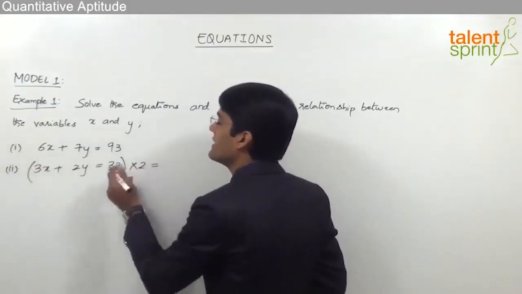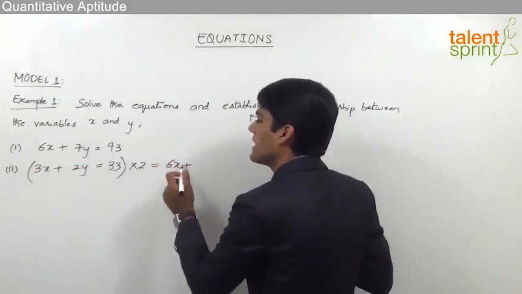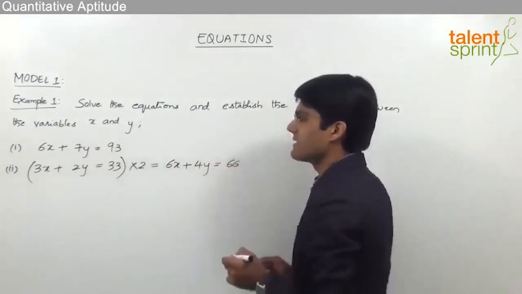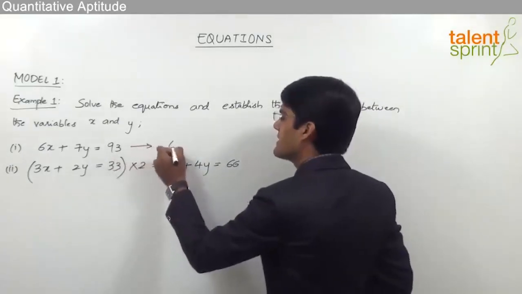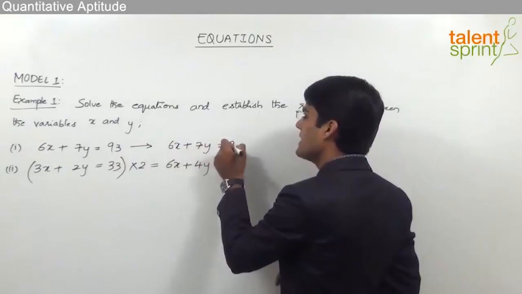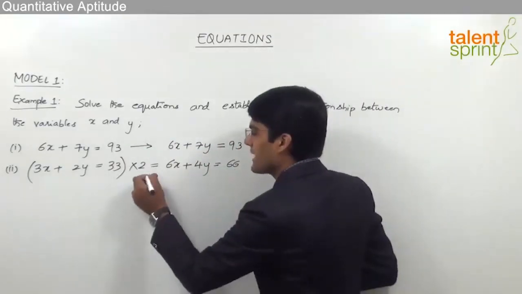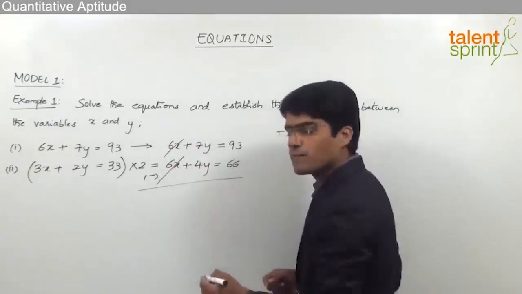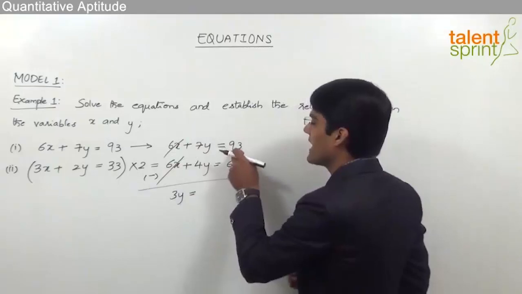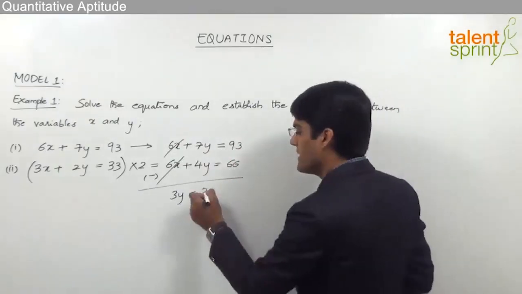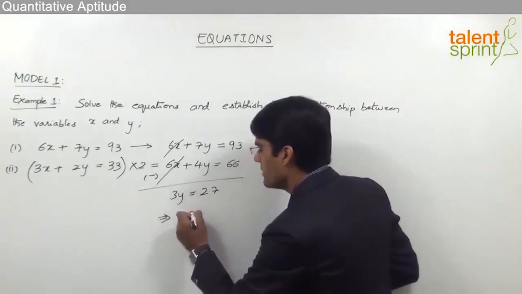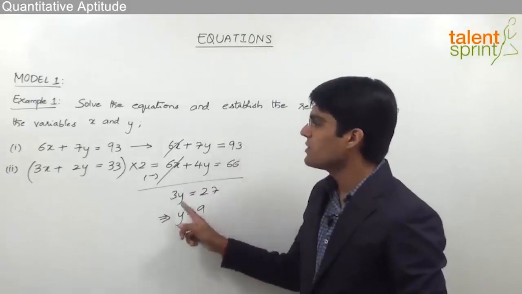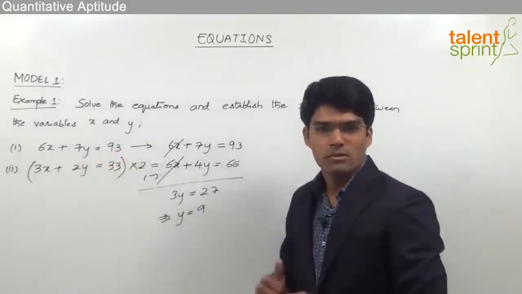So this becomes 3x into 2, 6x plus 2y into 2, 4y equals to 33 into 2, 66. And the first equation as it is here is 6x plus 7y equals to 93. Now by subtracting the second equation from the first one, we get 6x minus 6x is cancelled, 7y minus 4y is equal to 3y, and 93 minus 66 would be 27. So very clearly y here will be equal to 27 by 3, that is 9. And once we get the value of y, we can substitute it back in any one of the equations and find out the value of x.